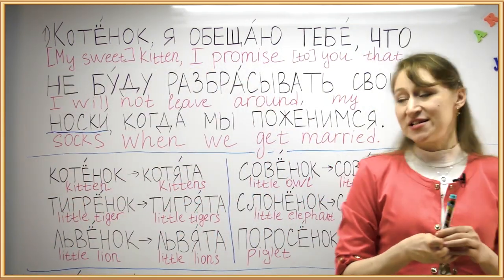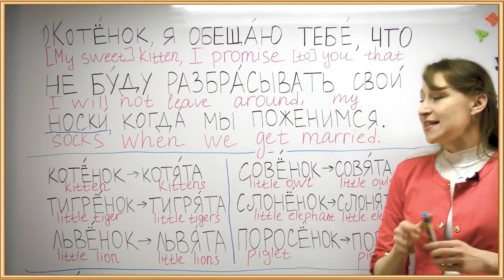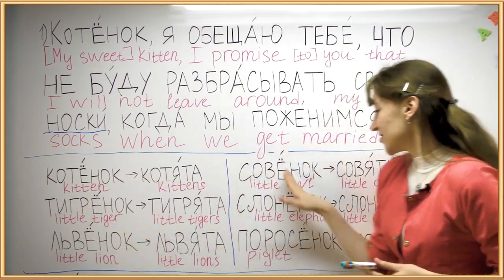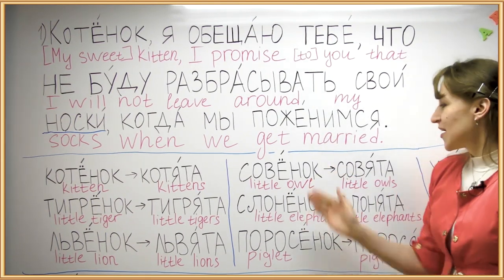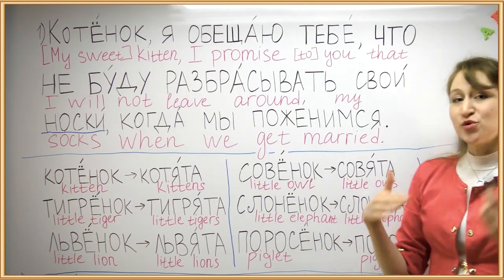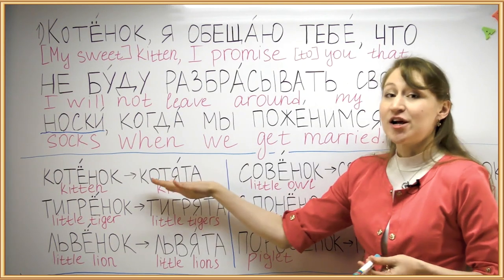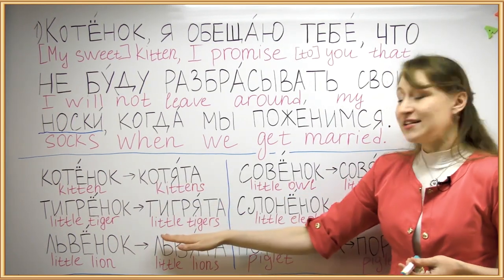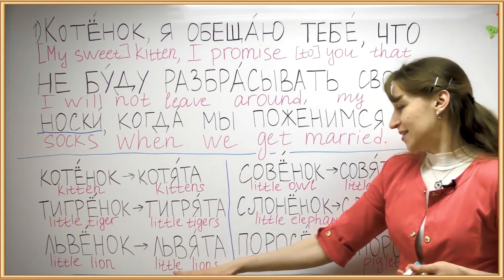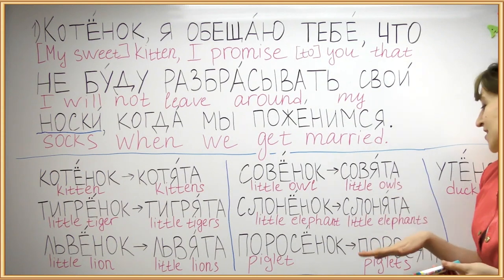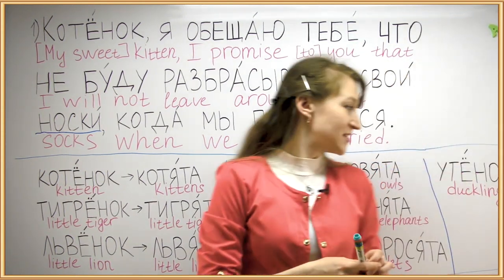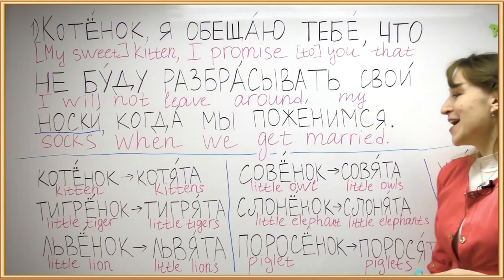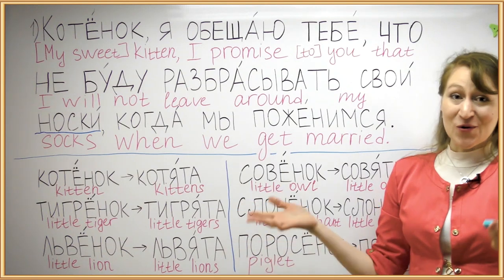Also, you might have noticed that these words end in ёнок, just like we saw before, right? They are all masculine and they end in ёнок. However, baby animal names do not obey the fleeting vowel rule. They have their own plural forms. You can see that kittens will be котята, little tigers, тигрята, львята, little lions, совята, little owls, слонята, поросята, and утята. So this is another group of exceptions, actually, in Russian. This might be useful for you to know as well.